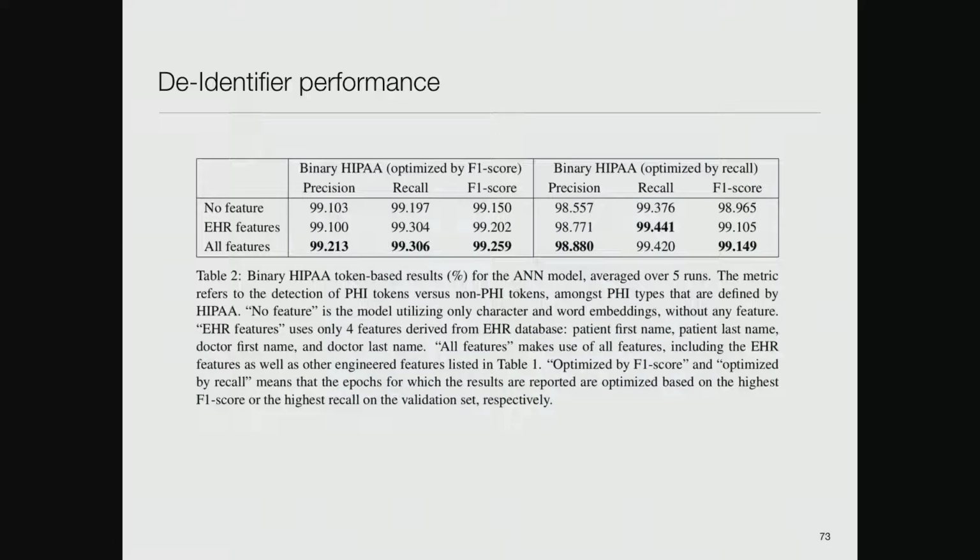And this did insanely well. Optimized by F1 score, we're up at precision of 99.2%, recall of 99.3%. Optimized by recall, we're up at about 98%, 99% for each of them. So this is doing quite well.